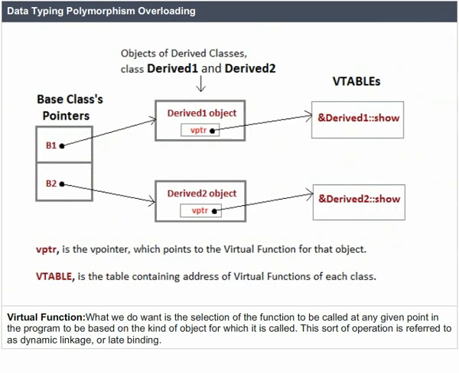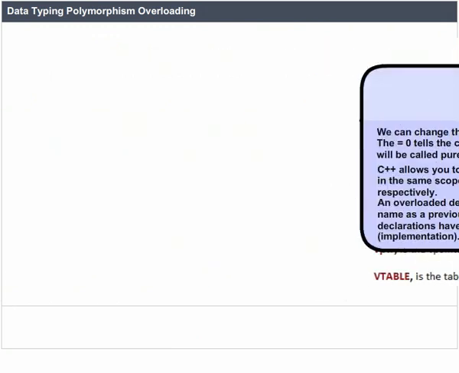Virtual function. What we do want is the selection of the function to be called at any given point in the program to be based on the kind of object for which it is called. This sort of operation is referred to as dynamic linkage or late binding.